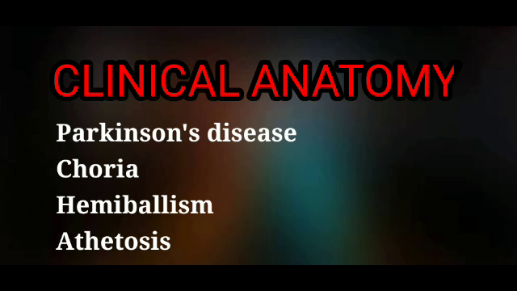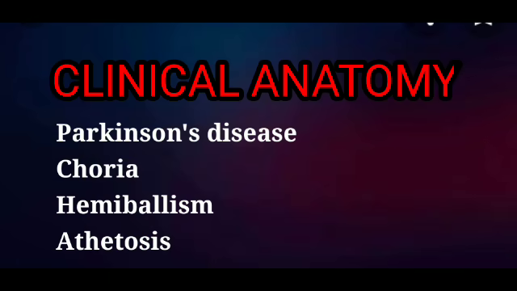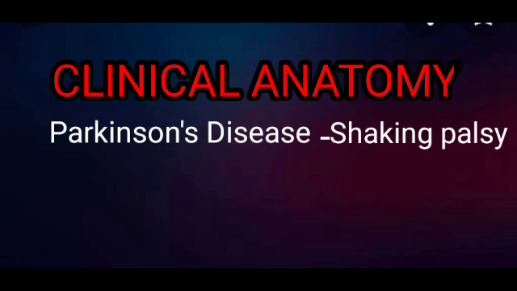Next, let us learn some clinical anatomy related to the basal ganglia like Parkinson's disease, chorea, hemiballismus, and athetosis. The first condition to discuss is Parkinson's disease. This is also called shaking palsy because pill rolling tremor is the characteristic feature. And this Parkinson's disease happens due to degenerative changes in the globus pallidus and also in the substantia nigra of the midbrain.